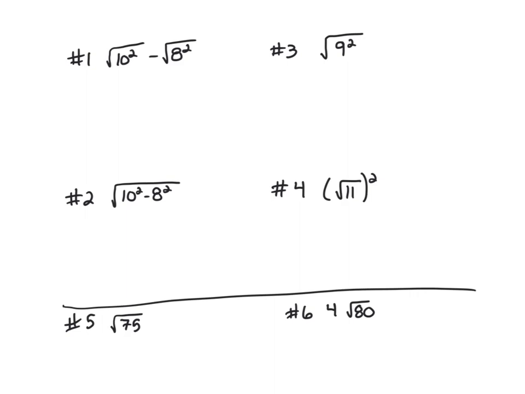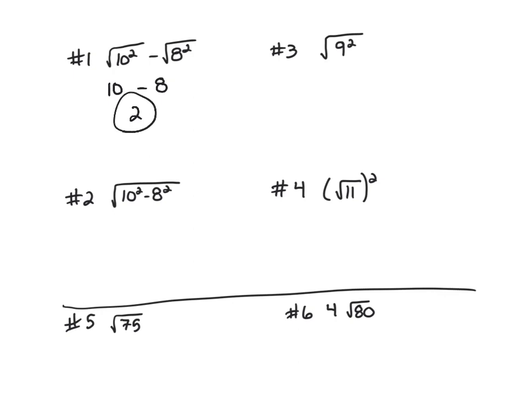I have the square root of 10 squared. We know the square root and squared are opposites, and they cancel each other out, so I'm just left with the number 10. The square root of 8 squared would work the same way, so I'm just left with 8. So 10 minus 8 is 2.